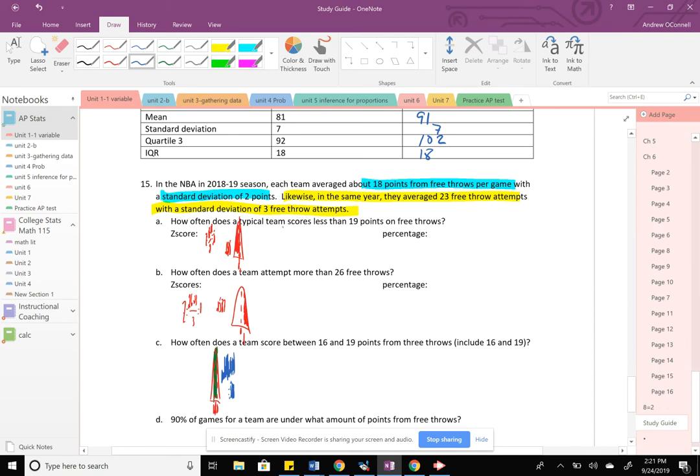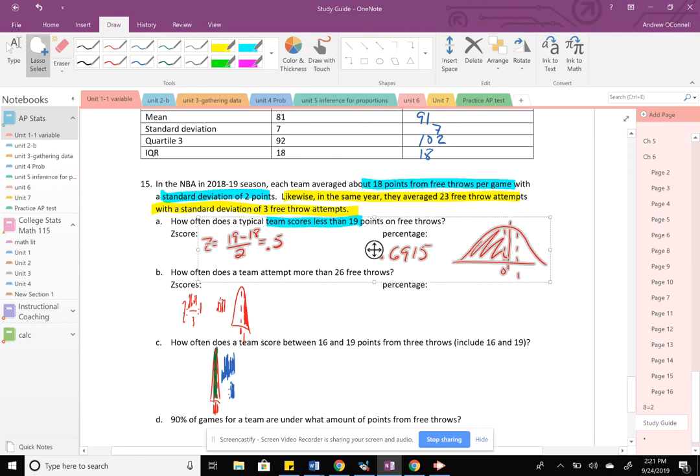So how often does a typical team score less than 19 points? This is points scored, so you're using the data up there. I'm going to ask for a z-score, even though you might not need it. So z is 19 minus the mean 18, over standard deviation 2. Your z-score is 1/2. To put things into perspective, here's average, here's above average, you're right in between, shading less, so you should have precisely 69.15%.